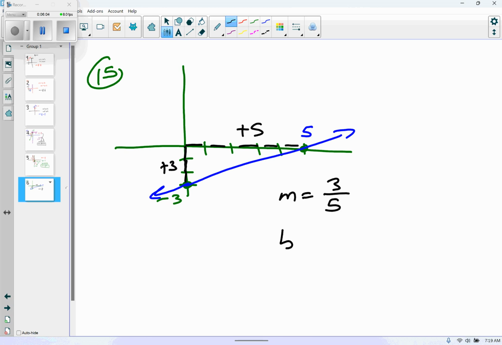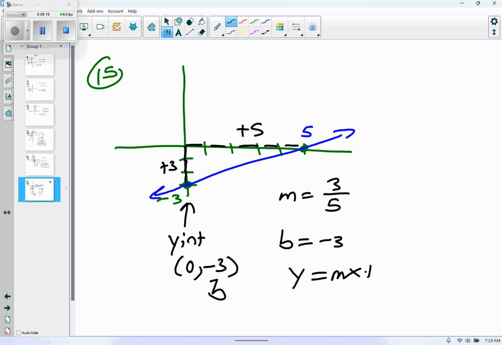Let's figure out our b value. Well, this is our y-intercept. So that's my b value. So (0, -3). This is my b value right here. So I get this. Then I'm going to use the template y equals mx plus b. I'm going to plug in my slope, which is 3 over 5, x minus 3.